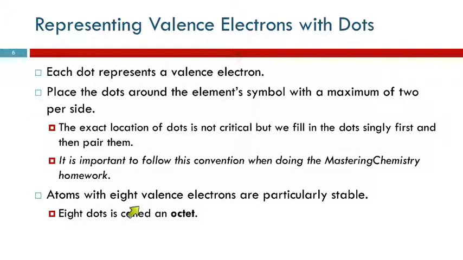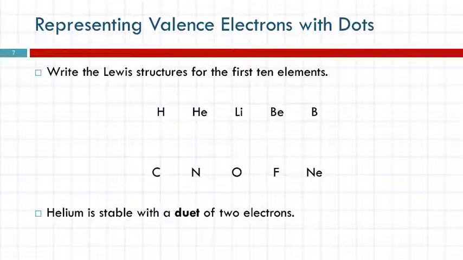So atoms that have 8 valence electrons are especially stable, and we call 8 valence electrons or 8 dots an octet. Just like in choral music, an octet is 8 people singing together. So let's write Lewis structures for the first 10 elements. This hopefully will seem so much simpler than what we just got done talking about.